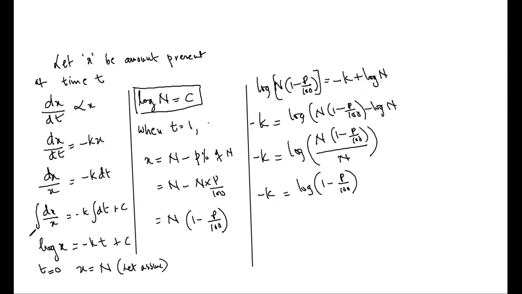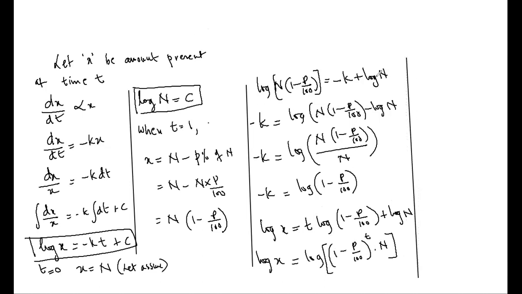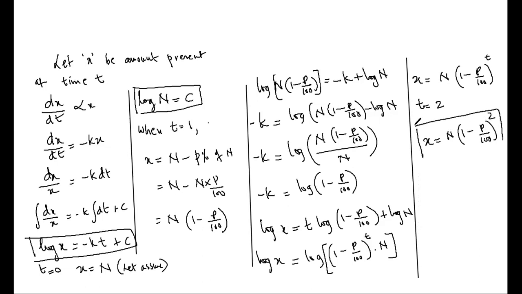So substituting in the equation, log x minus k will become plus t log 1 minus p by 100, plus c which is log n. Log x is log of 1 minus p by 100 raised to t into n. X is equal to n into 1 minus p by 100 raised to t. Now what are you asked to calculate? What will be the radium left after 2 years? When t is equal to 2, x will be n into 1 minus p by 100, the whole square.